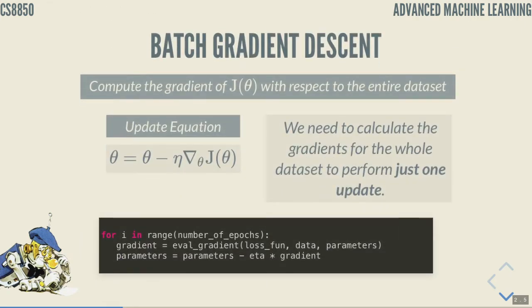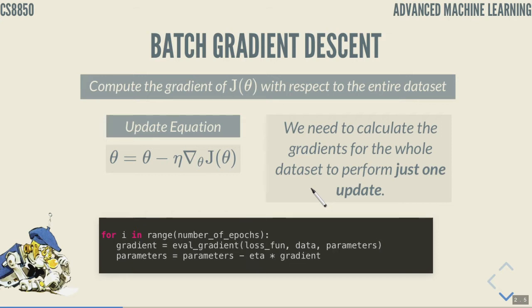Well, anyways, so batch gradient descent. Let's see how it works. So we want to compute the gradient of J theta with respect to the entire data set. The update equation is the same for all of them, but we need to calculate the gradients for the whole data set and perform just one update. For each update, the whole data set, as I said, is involved.